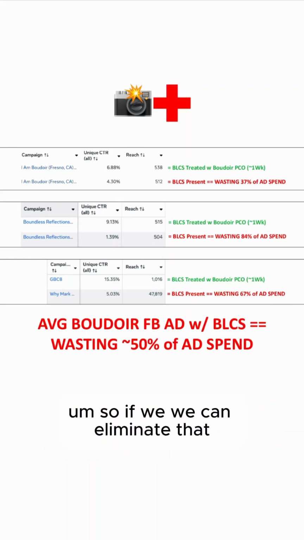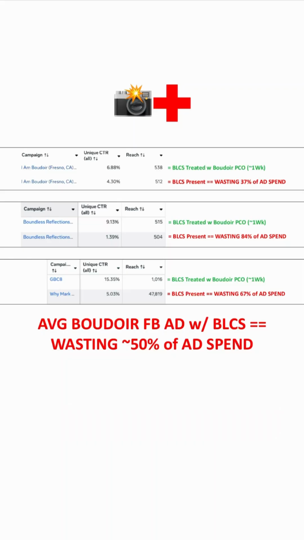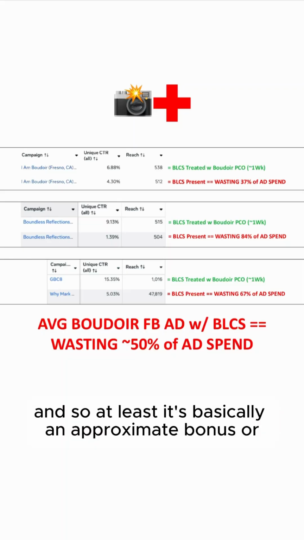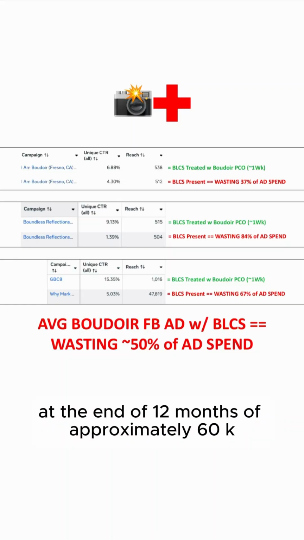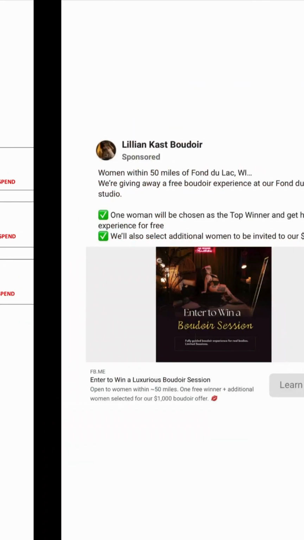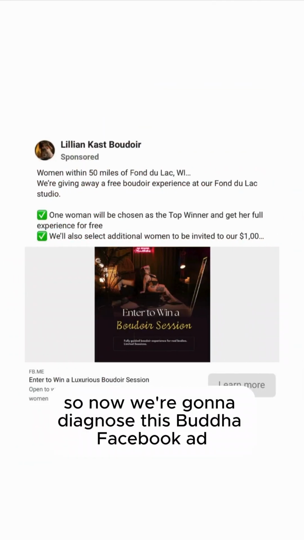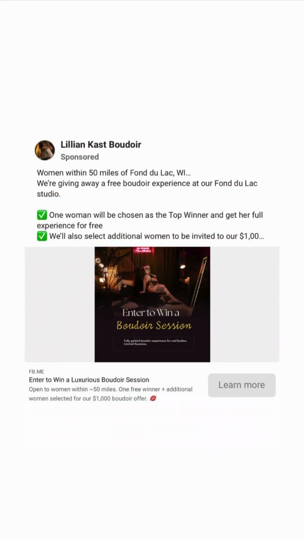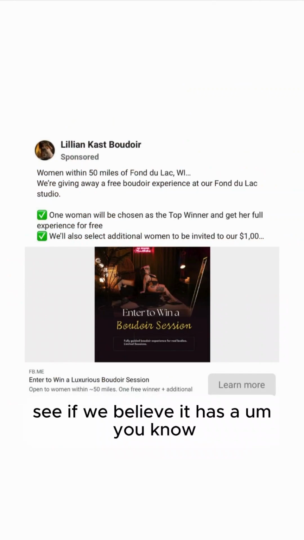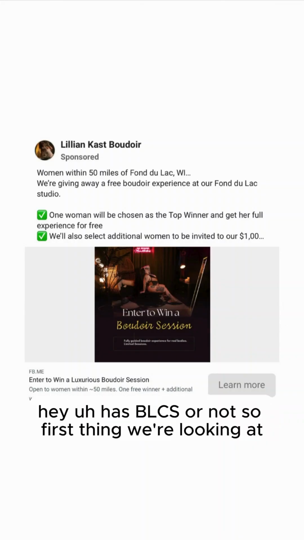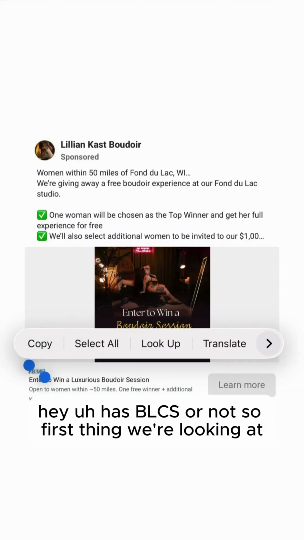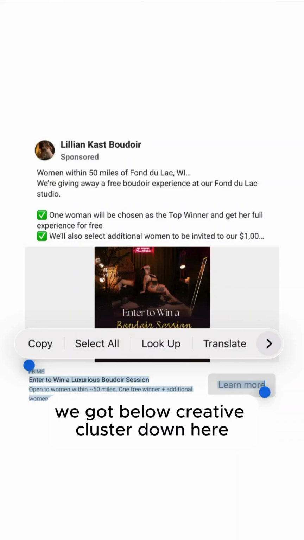So if we can eliminate that, put that back in their pocket, it's basically an approximate bonus or phantom profit at the end of 12 months of approximately 60K. So now we're gonna diagnose this Boudoir Facebook ad, see if we believe it has BLCS or not. So first thing we're looking at, we got below creative cluster down here.